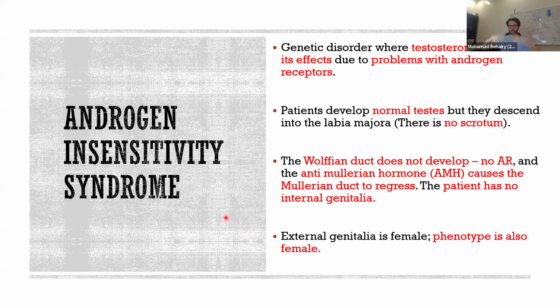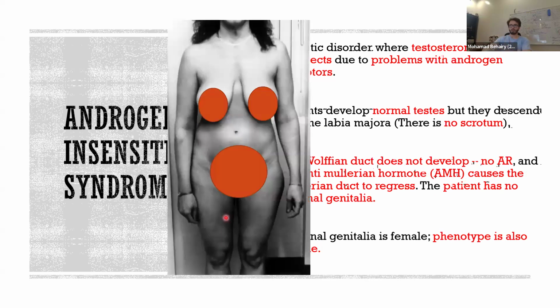What is the phenotype? How the person looks. The phenotype is a female. Everything in this person is female. But he's actually a guy, he's actually a man. But the problem is that all of the testosterone in his body is not producing any effects. So that's why they end up looking like a woman.